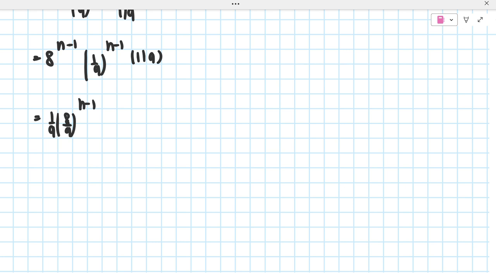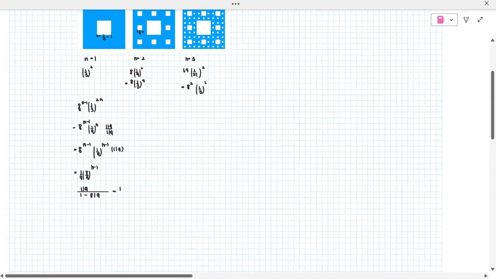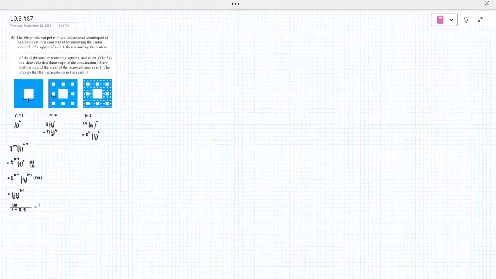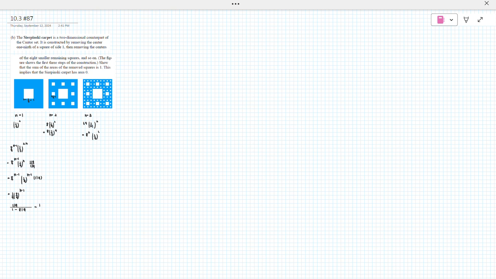So the total area that's going to be removed is going to be a sub 1 over 1 minus the common ratio, which is 8/9, and then that's 1. So like the problem wanted us to prove, the total area removed is 1, which implies that the Sierpinski carpet has an area of 0.